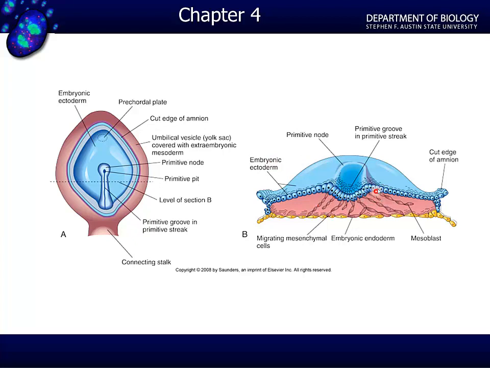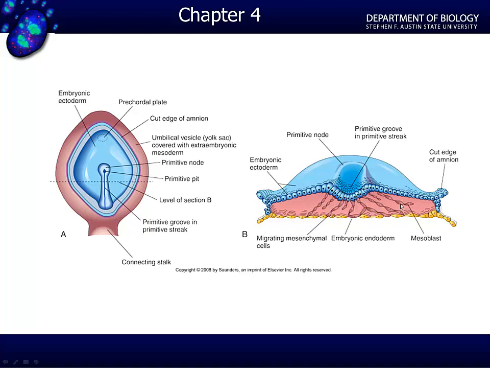Now, these migrating cells that are coming through the primitive groove here, these are going to be pluripotential stem cells, and we refer to them as mesenchymal. Now, they are migrating, and mesenchymal cells do have the capacity to migrate. So the first cells that come through, and you can see we have a cell here that's replacing our yellow hypoblast, are going to become our embryonic endodermal cells. And then the cells pouring through that stay in the middle, those are going to be our mesoblastic cells.